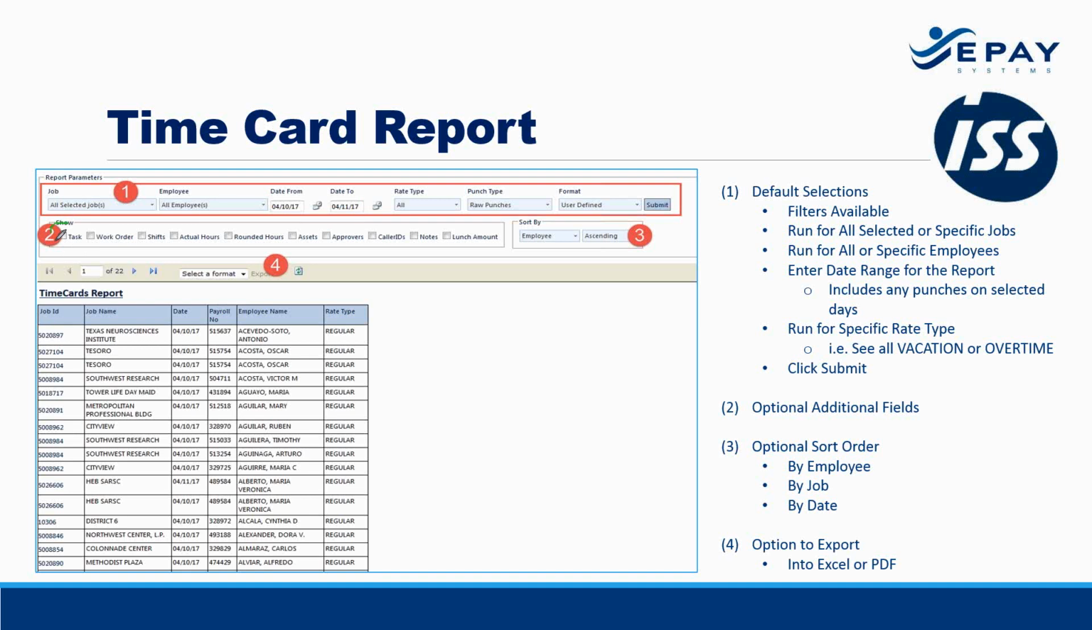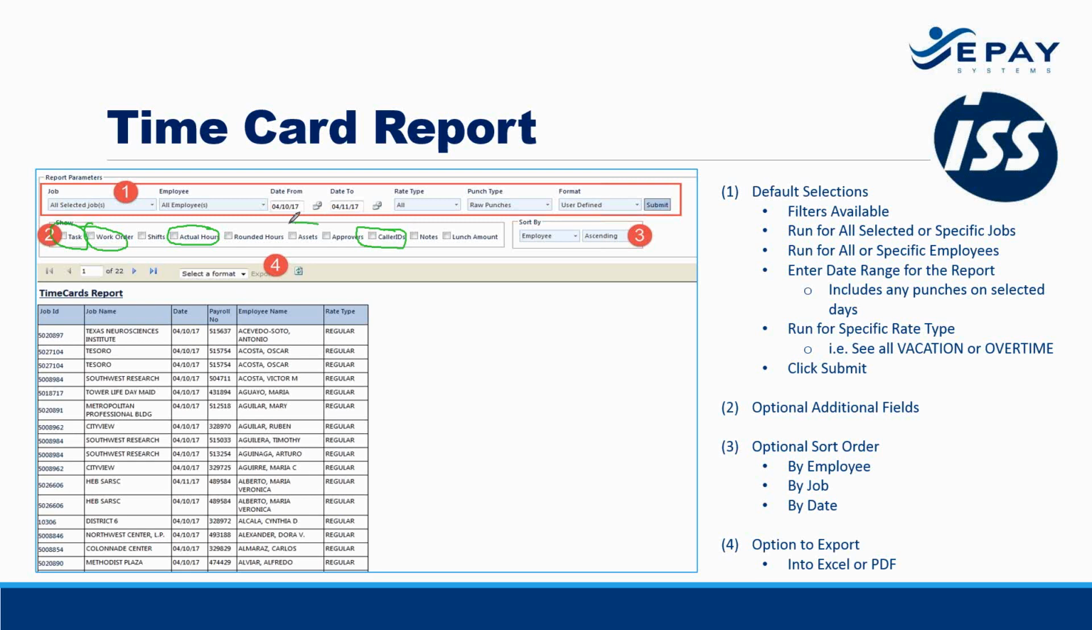So maybe I want to add the task to the report. I can just check that box. Maybe I want to add the work order. I can just check that box. Maybe I want to add the actual hours the employee worked. You can check that box. Maybe I want to see the phone number that the employee called in from. Again, check that box. All of these are good examples of going in there and putting that in there.